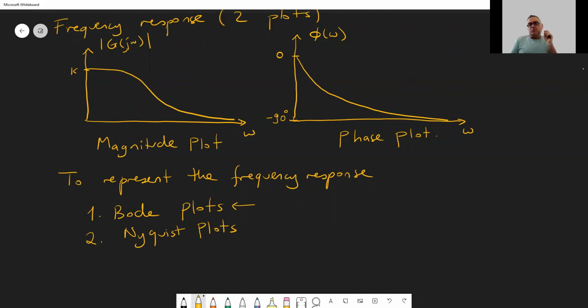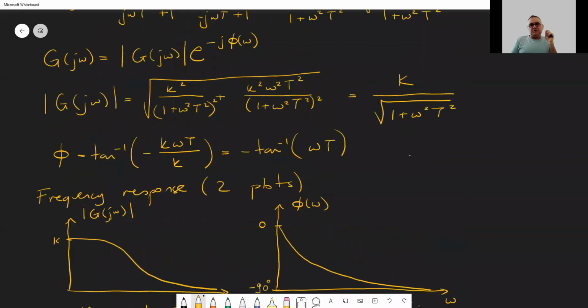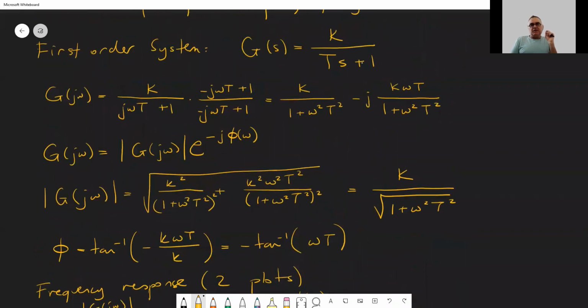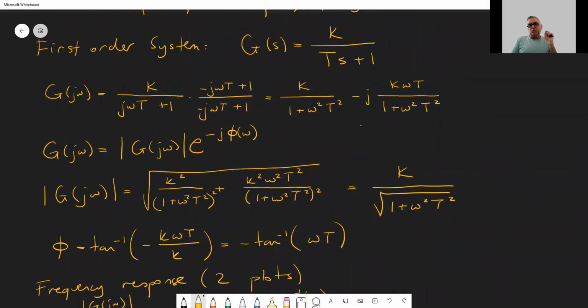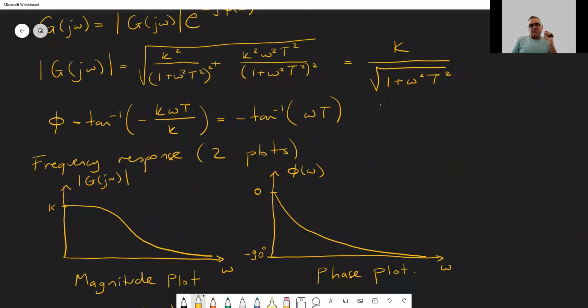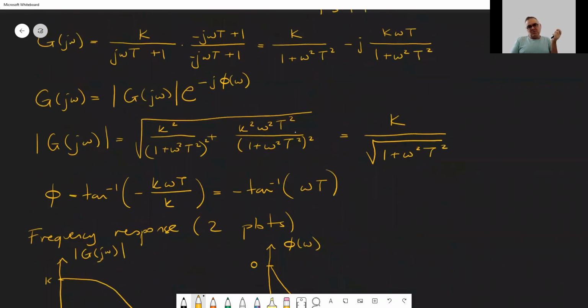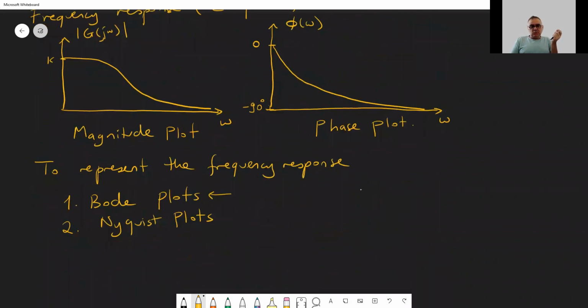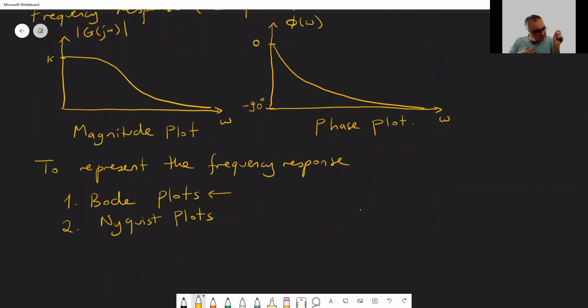Well, we don't evaluate the frequency response of these systems as we have done here. This is too long and too cumbersome. I could do it for a first order system, but you cannot do it for a fifth order system or something. So you have to devise some easier ways of representing systems.